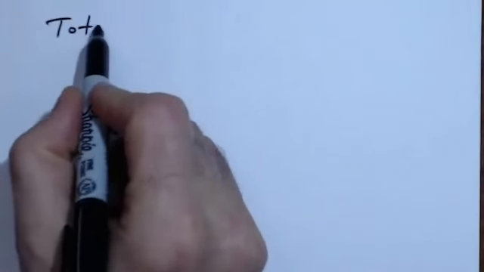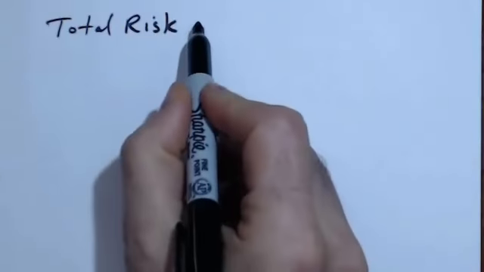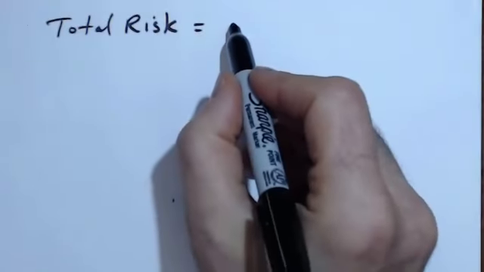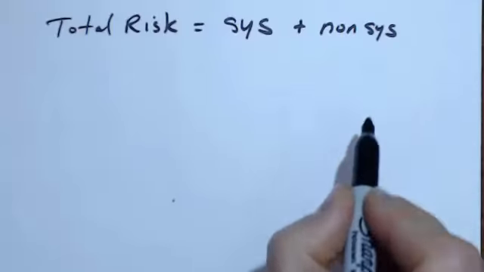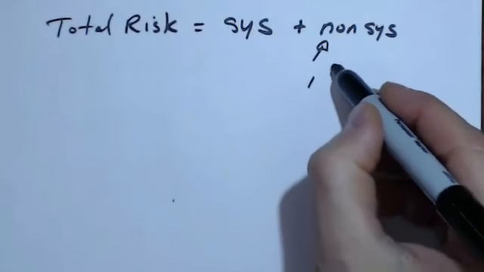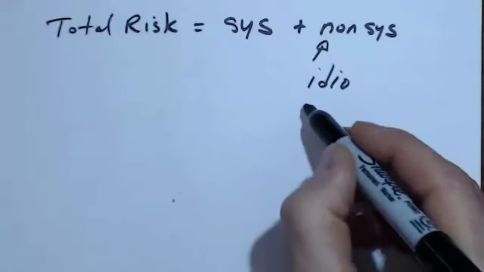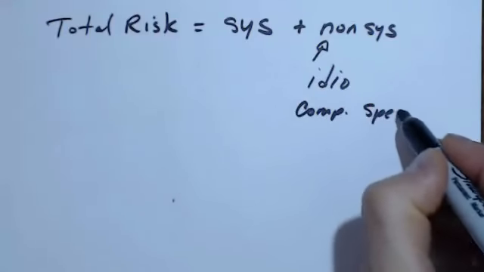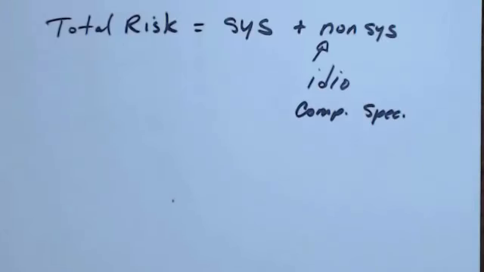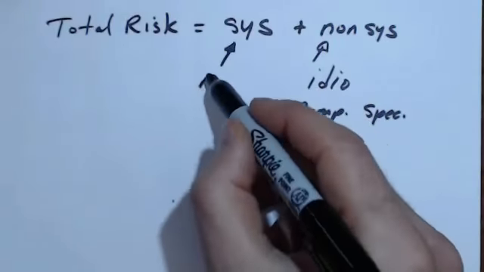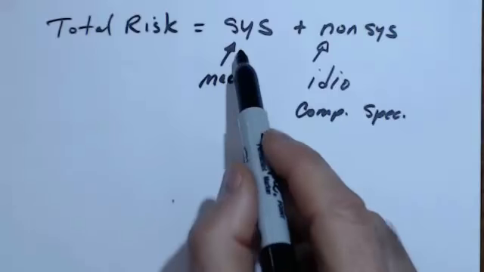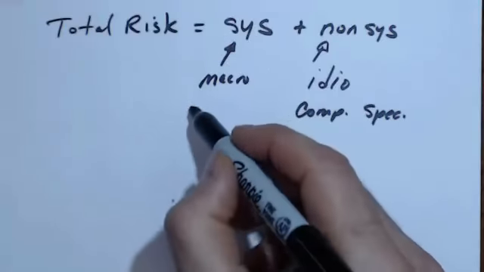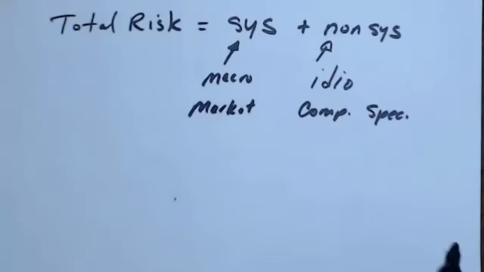So let's capture this idea of total risk using a formula. And so we have total risk equals systemic risk plus, I'll call it non-systemic for the minute. This is often called idiosyncratic risk, company-specific risk, okay? And systematic risk is sometimes called macro risk, market-wide risk, sometimes it's called market risk. So different names for each of these components.